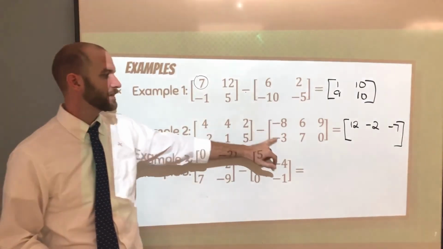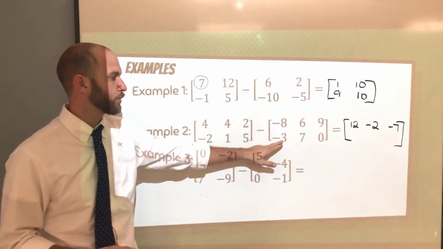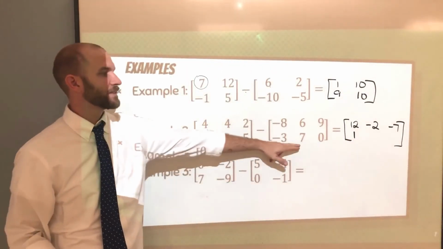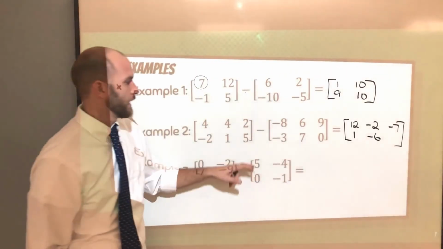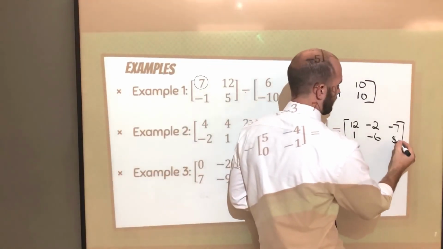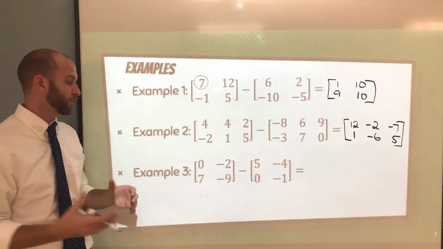Negative 2 minus a negative 3, again, a negative negative becomes positive. So 2 plus 3 gives us positive 1. 1 minus 7 would give us negative 6. And then 5 minus 0, that's still just 5. Take a look at this last one. Pause the video, try it on your own.